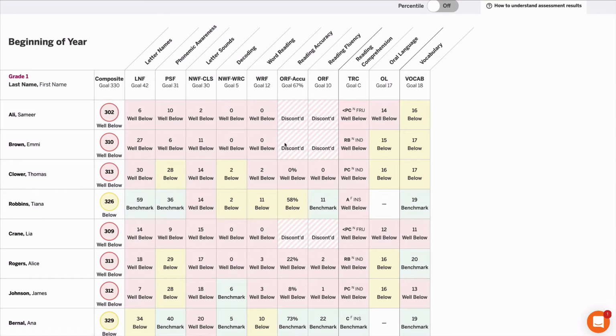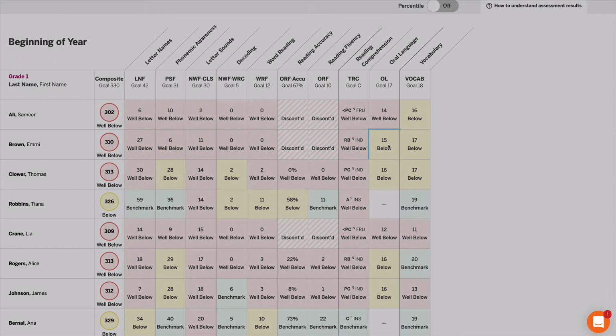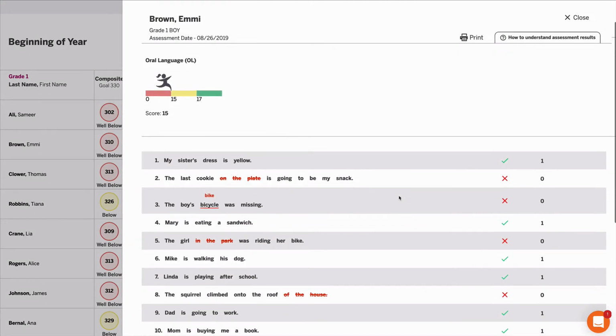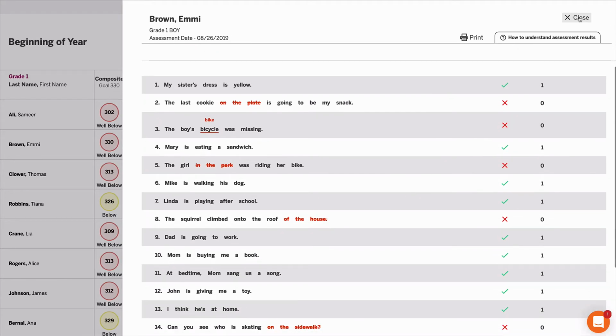And again, anytime that you have a number, the words well below and the color to tell us how a student is doing, just click it and you have the probe transcript. There is Emmy's oral language at the beginning of the year. And again, we could see which sentences she was able to repeat back where her errors were.